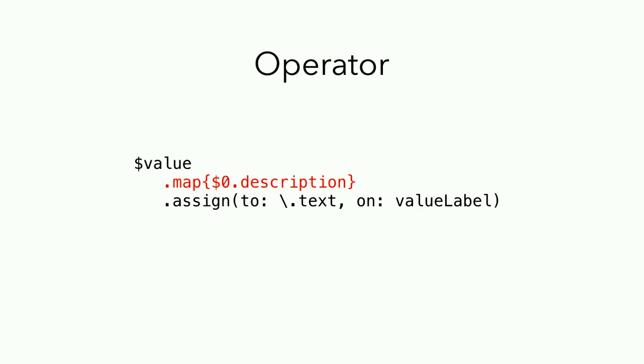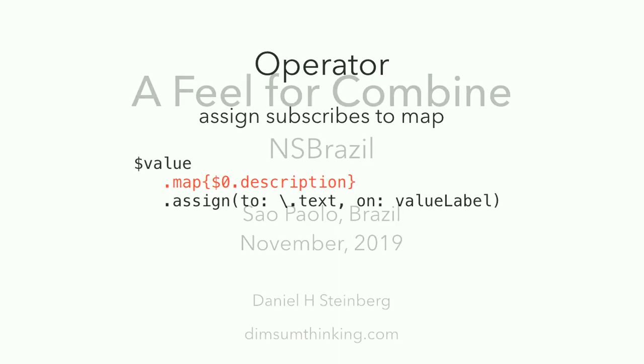And what's kind of cool about this is assign is not subscribed to value. Map is subscribed to value. Assign is subscribed to map. So the operator is both a publisher and a subscriber. It subscribes to the guy upstream, and it publishes to the guy downstream. And so assign is subscribing to map. Map is subscribing to value. And that, my friends, is a feel for Combine.